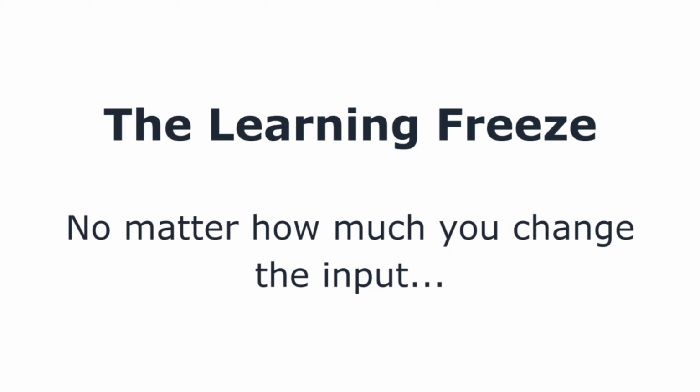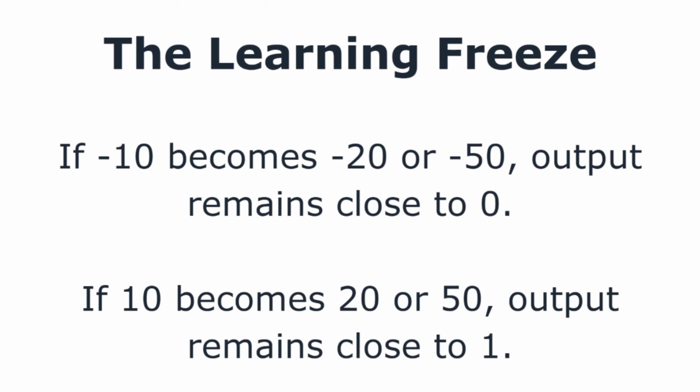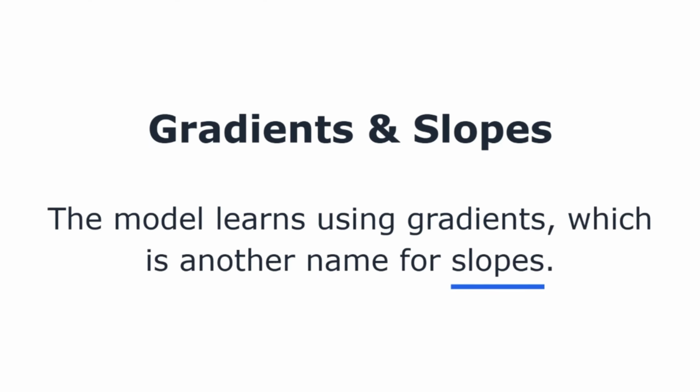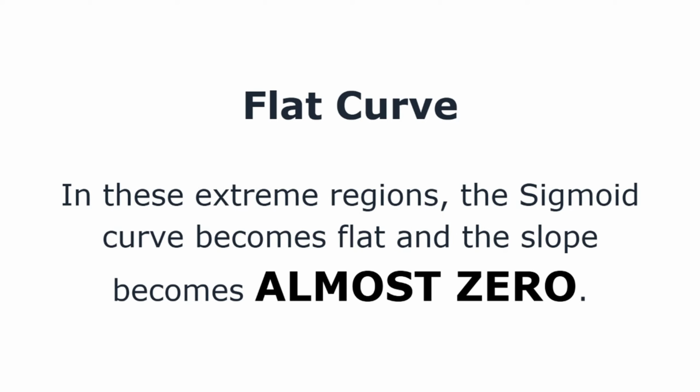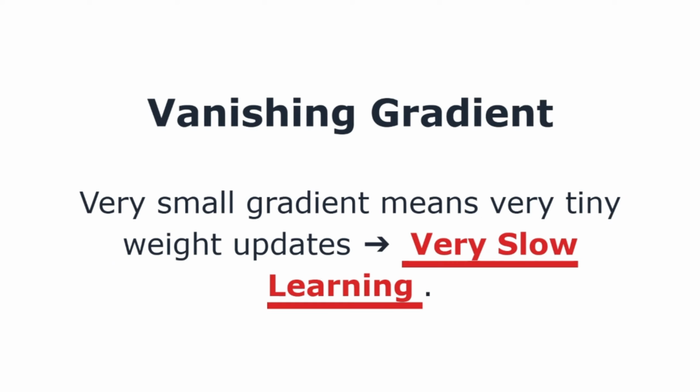Now no matter how much you change the input, if it becomes -20 or -50, the output will still remain close to 0. If 10 becomes 20 or 50, the output will still remain close to 1. The model learns using gradients, which is another name for slopes. But in these extreme regions, the sigmoid curve becomes flat and the slope becomes almost 0. Very small gradient means very tiny weight updates, which leads to very slow learning.